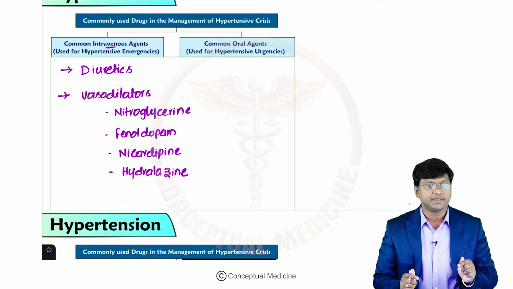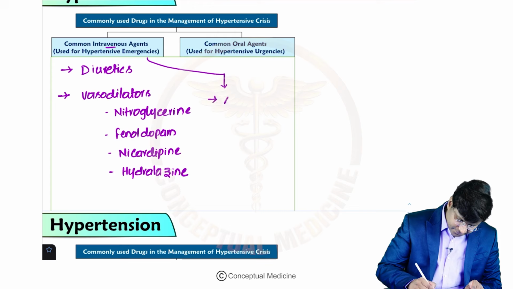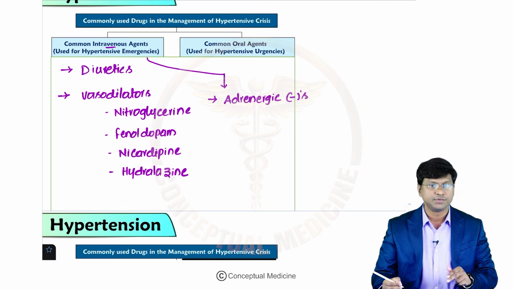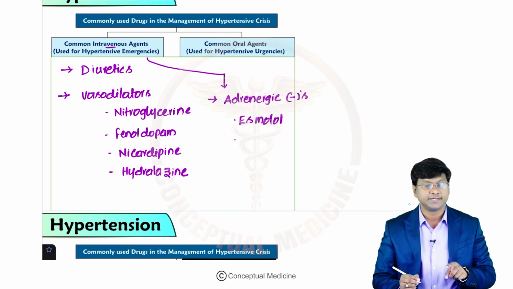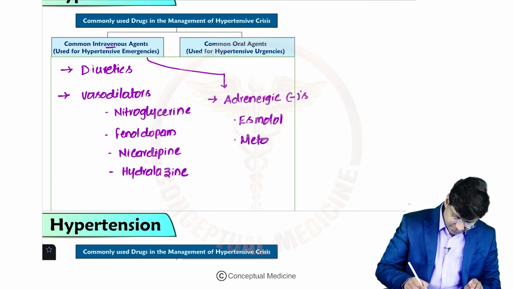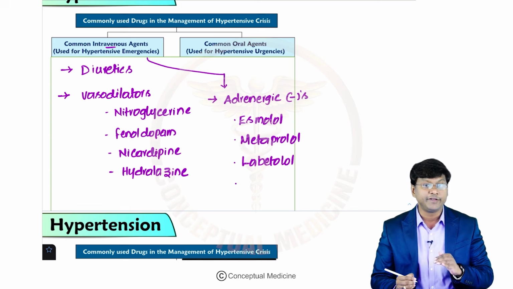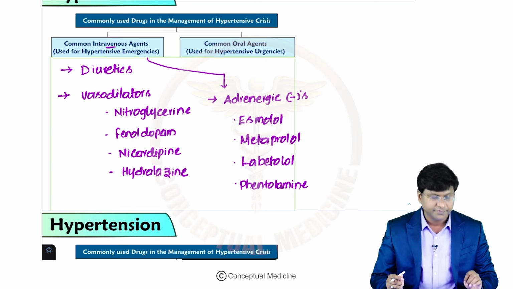Then followed by that, the adrenergic inhibitors. These are the other group of drugs for hypertensive emergencies. The examples of these adrenergic inhibitors include number 1, esmolol, then followed by that metoprolol, next we have labetalol, then subsequently we have phentolamine. So these are the examples of the drugs for hypertensive emergencies.